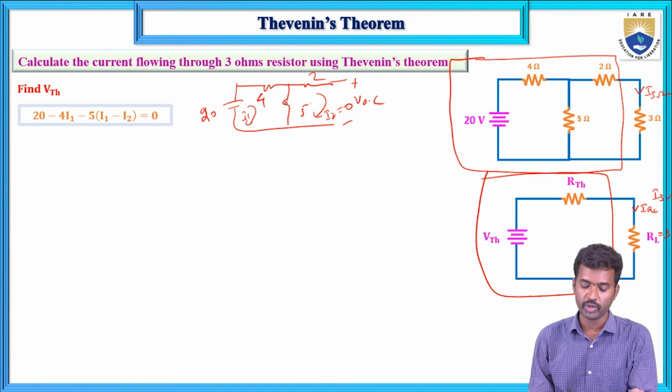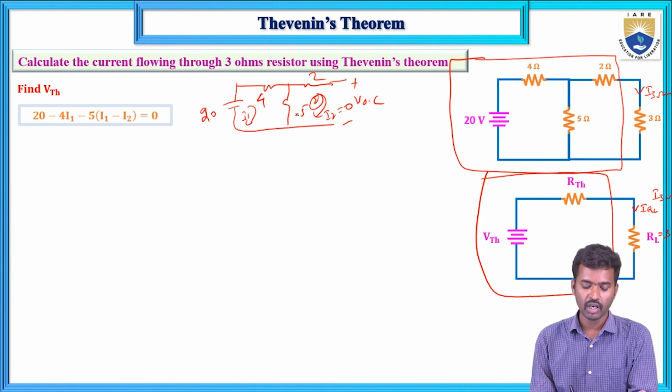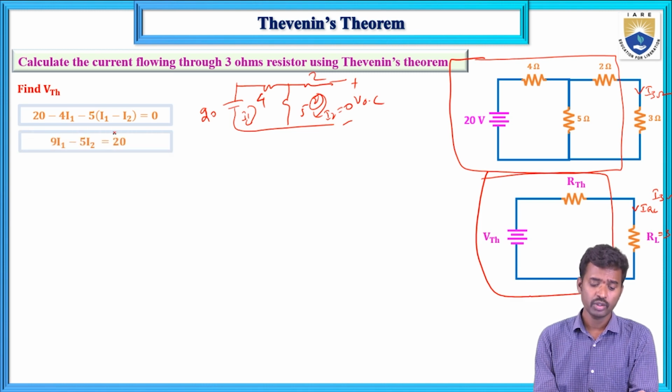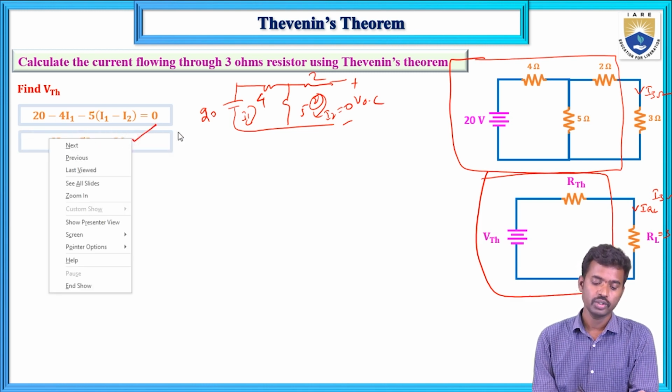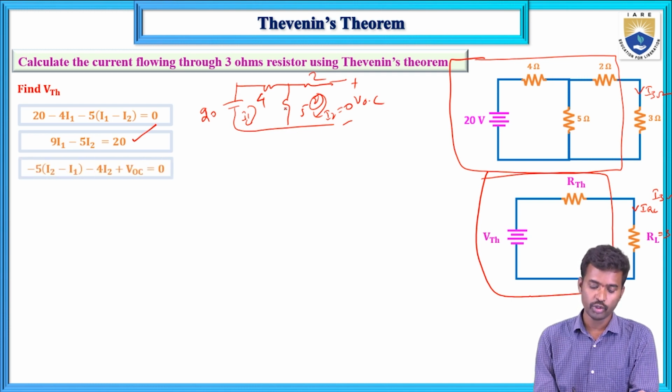Here we have two meshes, 1 and 2. The I1 current is clockwise and the I2 current is clockwise. So 20 minus 4 I1 and 5 into I1 minus I2. This resistive drop is also minus. Now if you simplify this one, 9 I1 minus 5 I2 equals 20. Now the second mesh equation: 5 into I2 minus I1, then 2 into I2, and plus VOC equals 0.